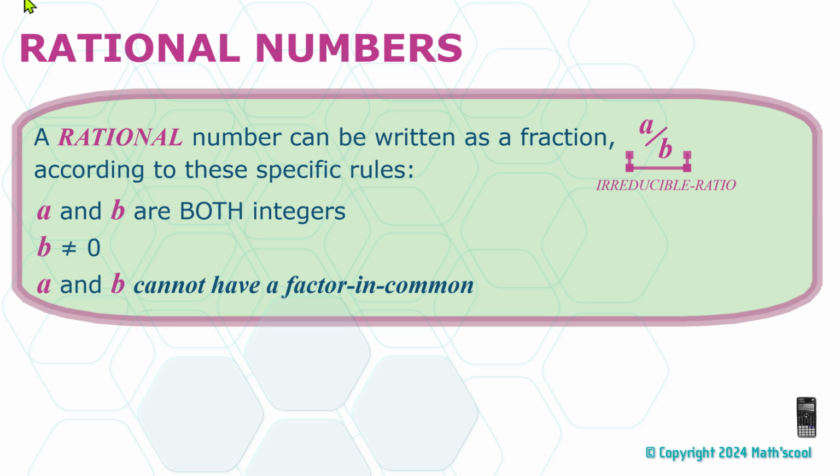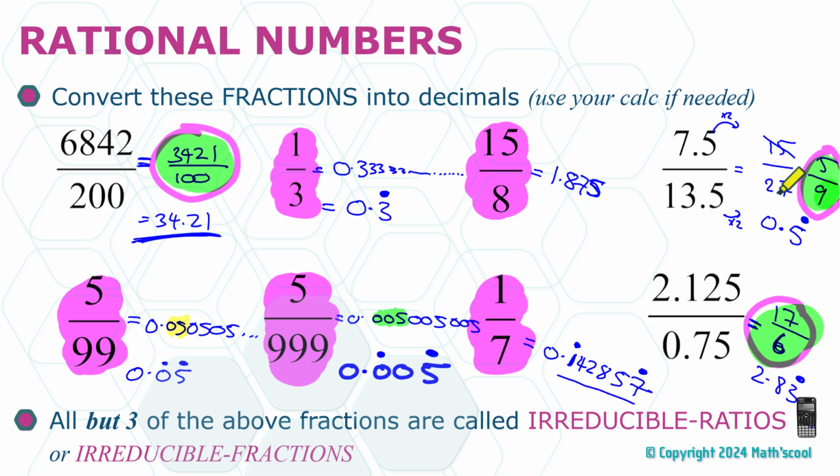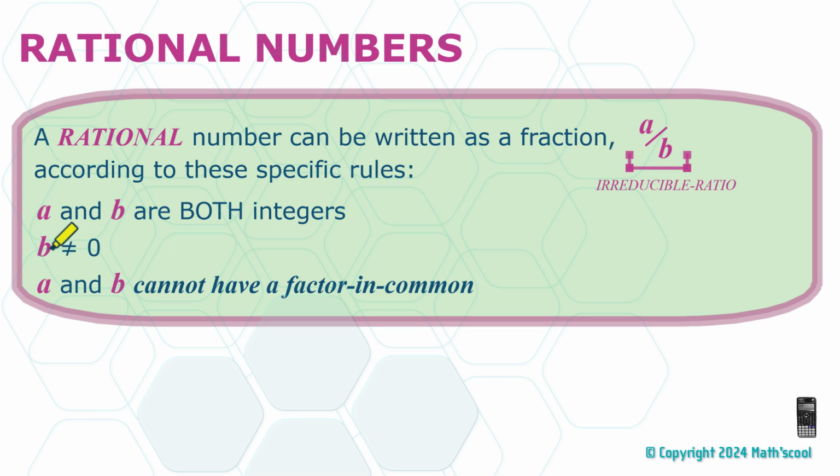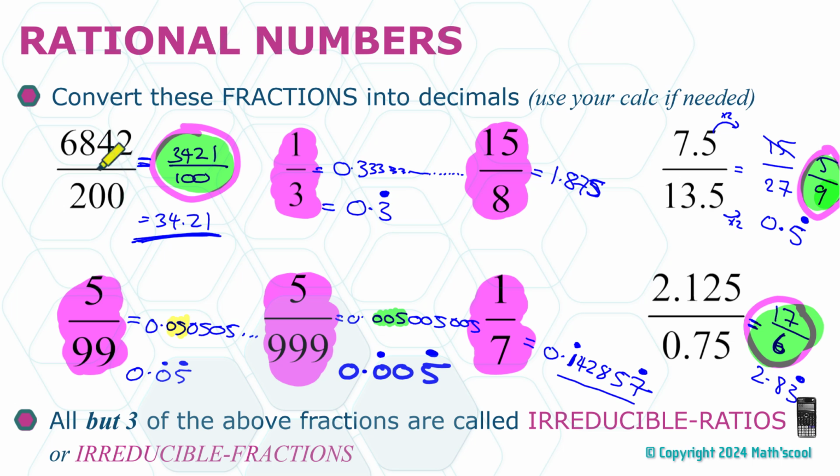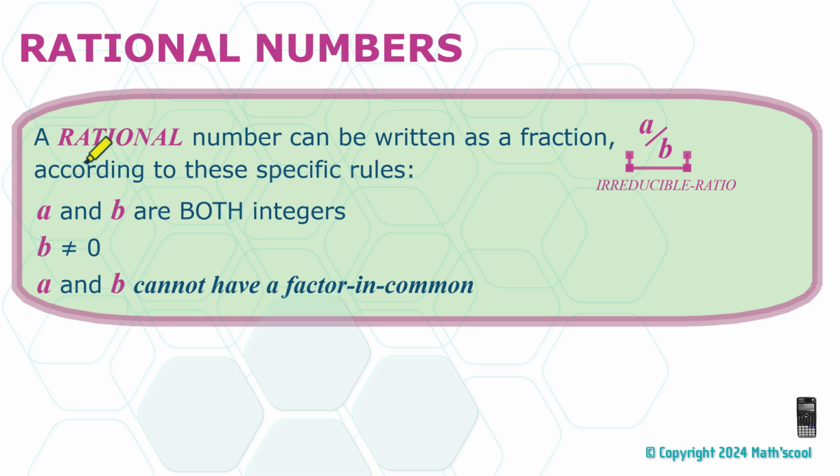A rational number can be written as a fraction according to these specific rules. A and B are both integers. Yeah, so we had some which weren't integers there. We changed them into integers. B cannot be 0. Yeah, obviously, you can't do 3 divided by 0. That's going to create a mess. And A and B cannot have a factor in common. Yeah, well, we had a factor in common here and we didn't like it, so we cancelled it down. So this is all making sense. You know, write your fraction properly. That's basically what they're saying. Write your fraction properly. Don't be slapdash about it.